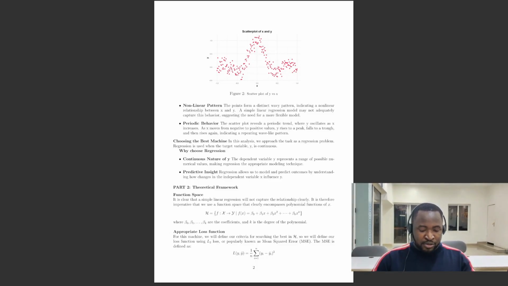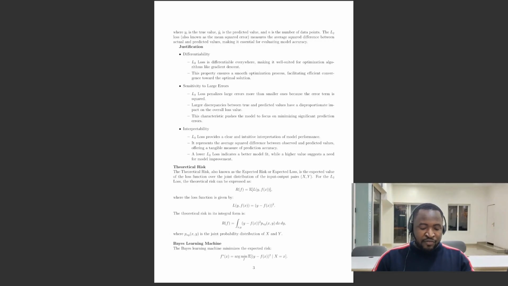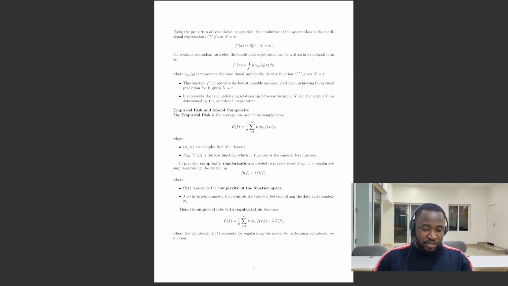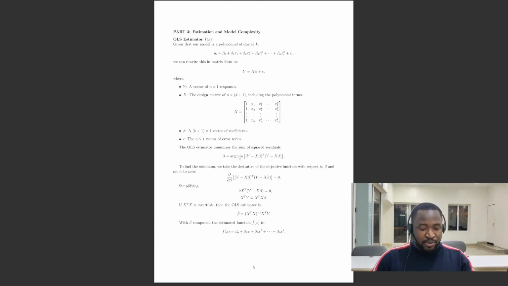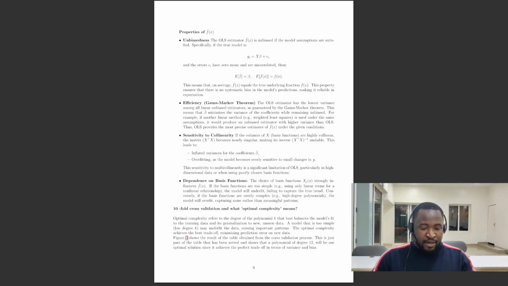Now part 2, the theoretical framework. It's a lot of theory, so I'm just going to mention it in passing. So the function space, the input space, and settling on the appropriate loss function as the mean squared error, or popularly known as the L2 loss function. And also the theoretical risk, the Bayes learning machine, the empirical risk and model complexity, deriving the OLS estimator for the empirical risk, a few properties of the empirical risk: unbiasedness, efficiency, sensitivity to collinearity, dependence on the basis functions.